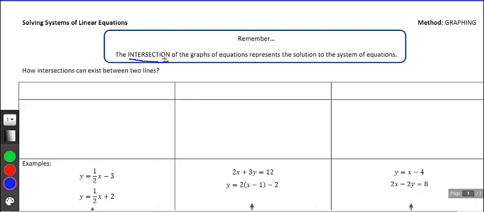So I want you to think about this. How many intersections can actually exist between two lines? Now you have seen an example of this before. Obviously you can have two lines intersect one place. But is there any weird stuff, any funky stuff that could happen with intersections? I want you to pause and think about that for a moment.